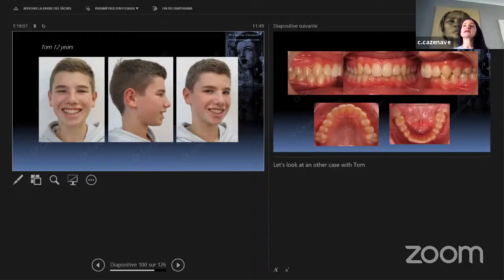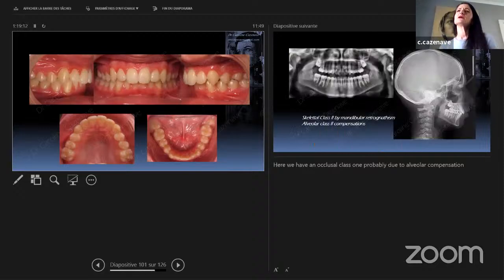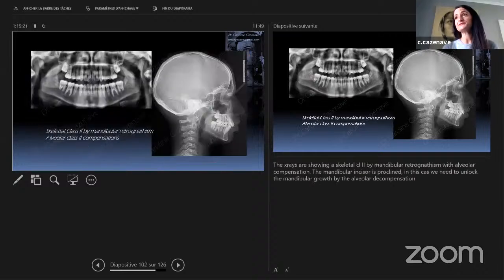Let's look at another case with Tom. Tom has an occlusal class 1 relationship, probably due to alveolar compensation. And the X-rays are showing a skeletal class 2 by mandibular retrognathism with alveolar compensations. The mandibular incisor is proclined. In this case, we need to unlock the mandibular growth by the alveolar decompensation.